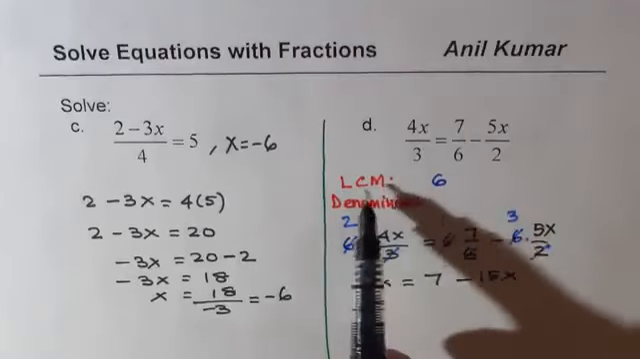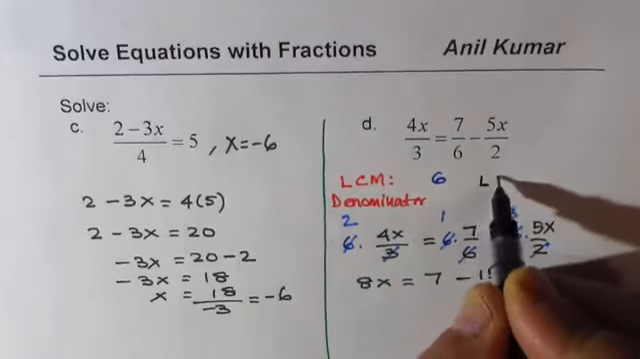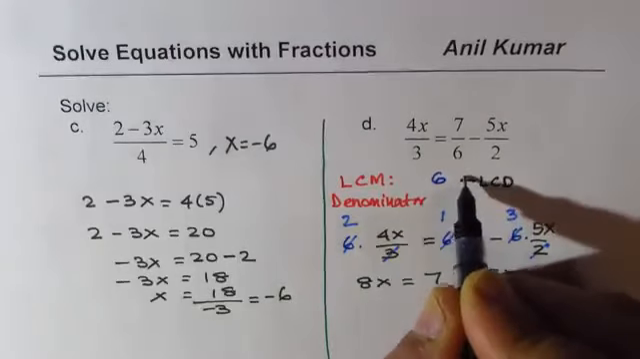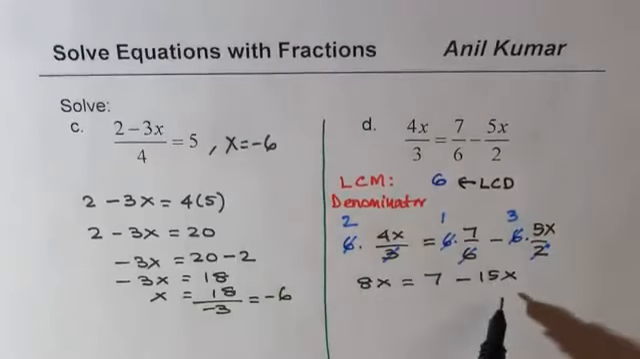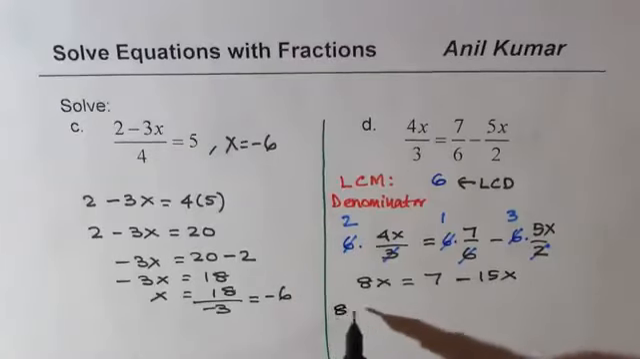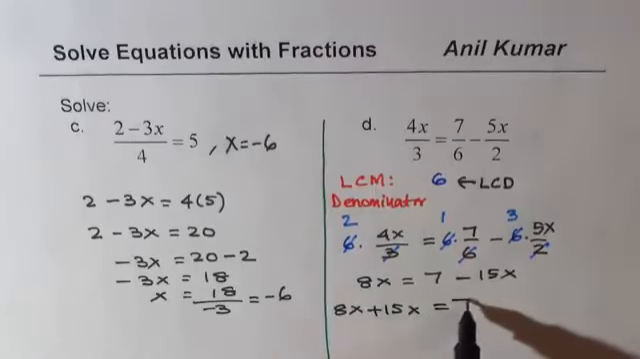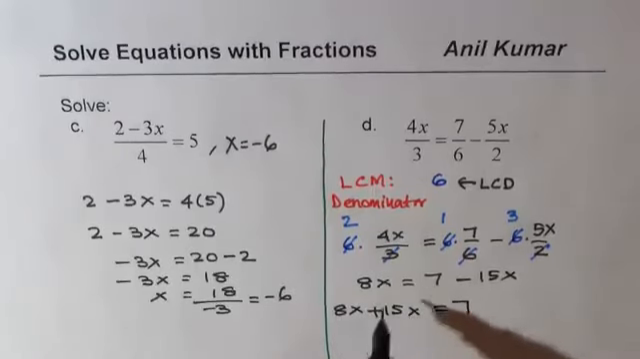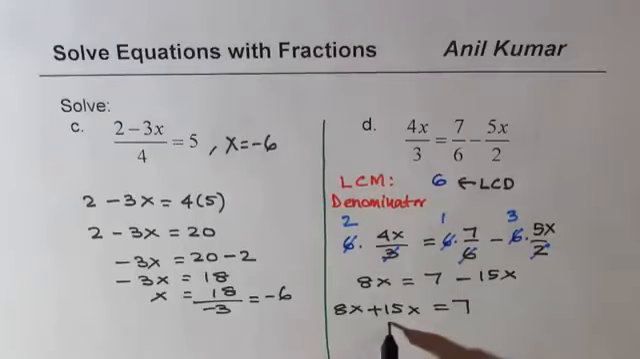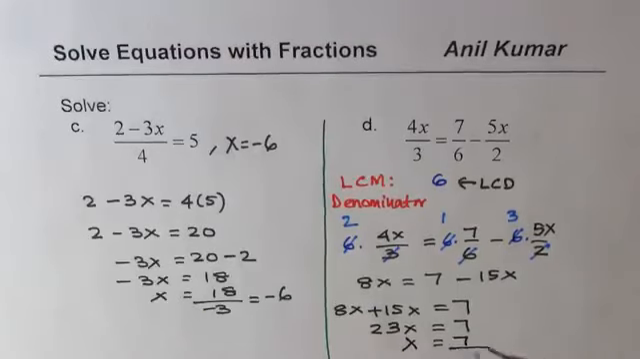LCD also we call lowest common denominator, so we'll also call this the lowest common denominator. And you get a linear equation. Now it is simpler to solve. Bring it to one side. So 8x plus 15x equals 7. And when you add this, 8 plus 15 is 23. So we get 23x equals 7. So x equals 7 over 23. So that becomes the solution for the given equation.